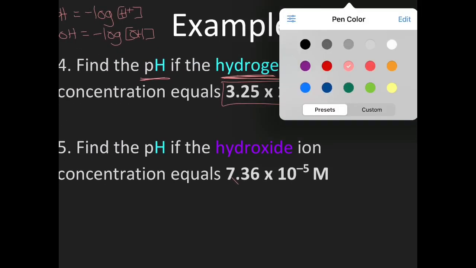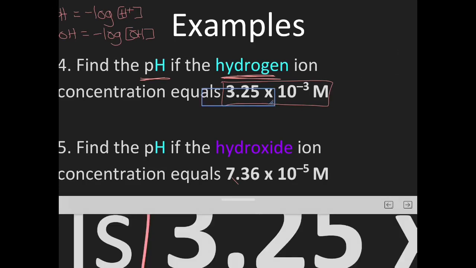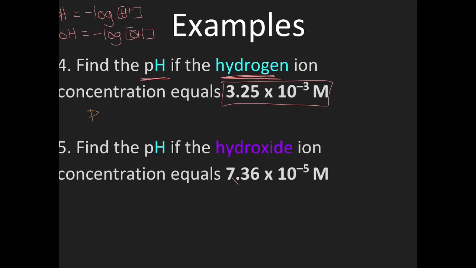When I plug this into my calculator, let me change my color so we can see a little better. I want pH, and that is equal to the negative log of 3.25. Oh, I don't have enough room to write it here. Let's try this. pH equals the negative log of 3.25.